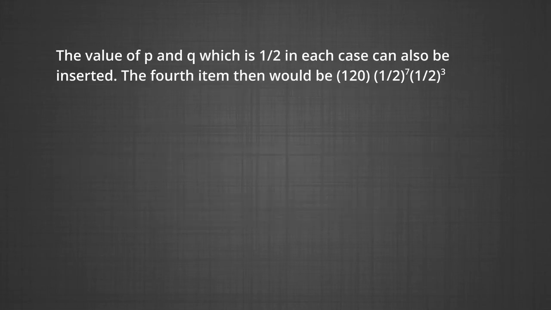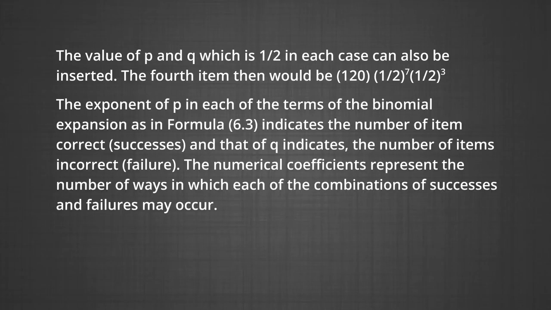The value of p and q, which is half in each case, can also be inserted. The fourth term then would be 120 times half to the 7 and half to the 3. The exponent of p in each of the terms of the binomial expansion, as in the formula given above, indicates the number of items correct, that is successes, and that of q indicates the number of items incorrect, that is failures. The numerical coefficients represent the number of ways in which each of the combinations of successes and failures may occur.